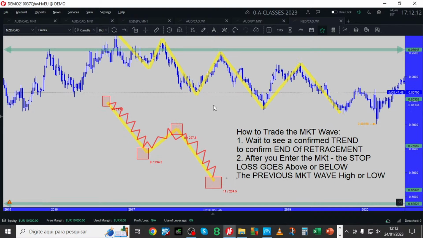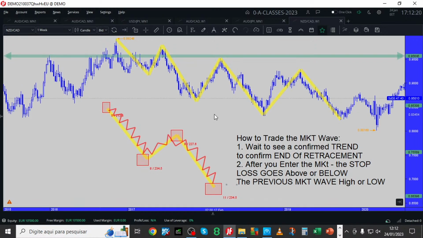Everybody take a screenshot of this, make a picture, type in the chat done when you're ready so we can move forward. How to trade the market wave. Number one, wait to see a confirmed trend to confirm the end of retracement. And number two, after you enter the market, the stop loss goes above or below the previous market wave high or low. Yes, give me a second, I'm going to explain everything. Just type in the chat done. YouTubers, type in the chat done when you're ready so we can move forward.